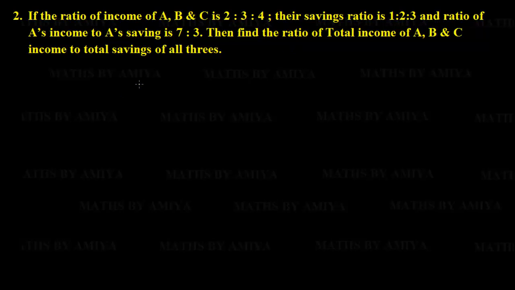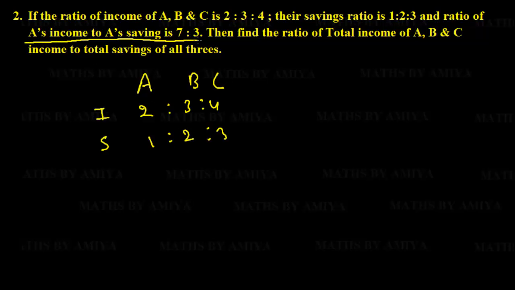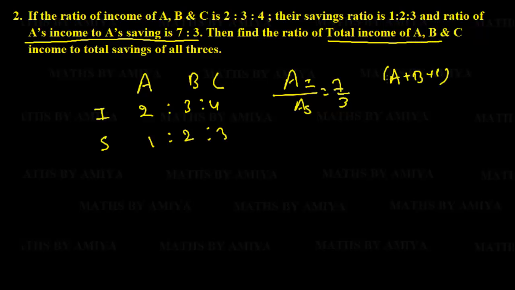Again, a 3 statement and 4th statement question. A, B, C. Income ratio of A, B, C is 2 is to 3 is to 4. And the savings ratio is 1 is to 2 is to 3. What is the reference? A's income to A's saving is 7 by 3. And we have to find the total income of ABC upon total saving of ABC.